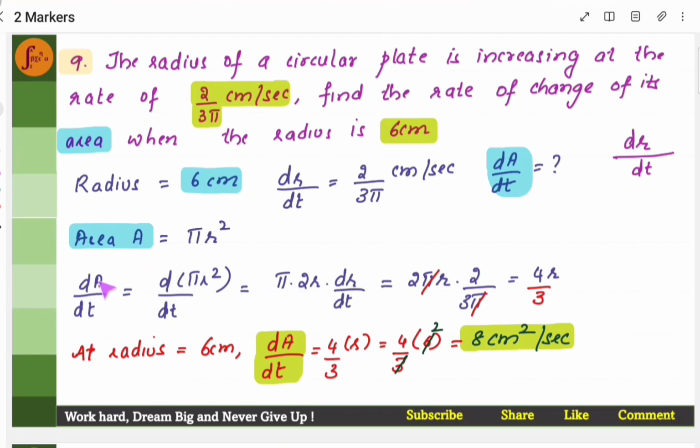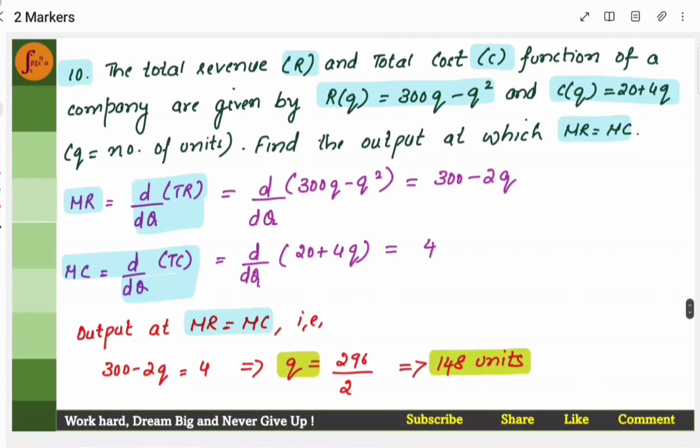So if I differentiate, I'll get dA by dt, right? And the derivative of this is pi into 2r. Remember, dr by dt. You are differentiating r with respect to t. So dr by dt is 2 by 3. Substitute. R also you have to substitute. R is 6 centimeter. So when I substitute r as 6, I'll get 8 centimeter square per second.